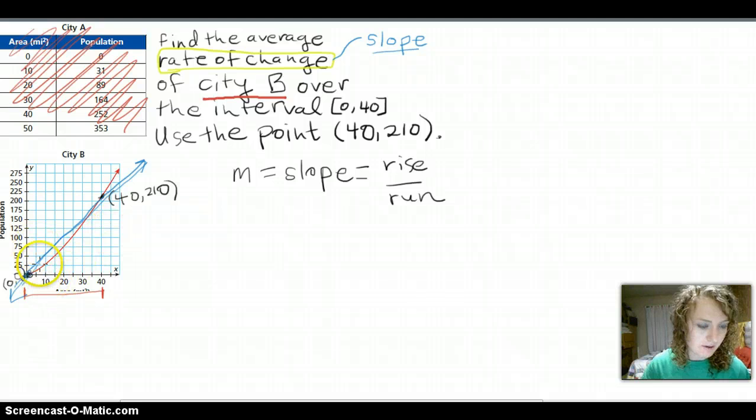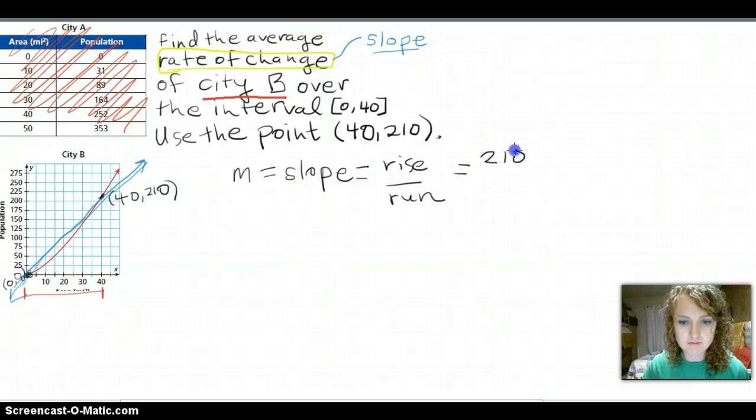We could count up. How far do we go up? Let's do that. The rise is from 0 to, remember this is the y value, so we go up from 0 up to 210. So that's up 210. And then the run, how far we go side to side from this point to this, we go from 0 to 40.